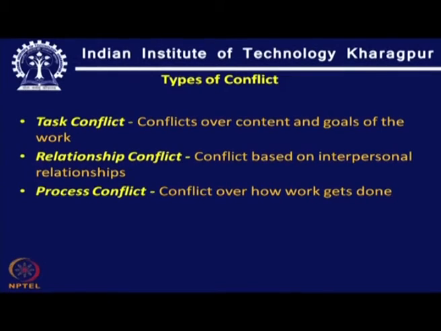And the types of conflict that are faced in the organization could be classified under three broad headings: task conflict, relationship conflict, and process conflict. So when you're talking of functional conflict, it is more on the task conflict and process conflict, which is a rational way of looking at the conflicts.